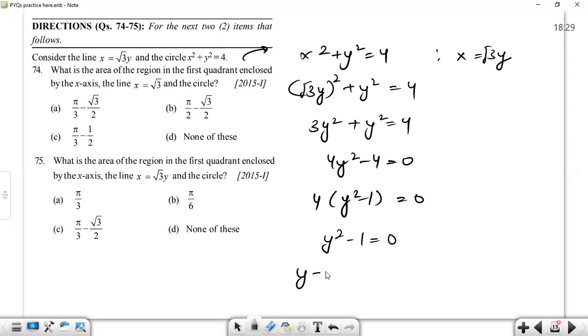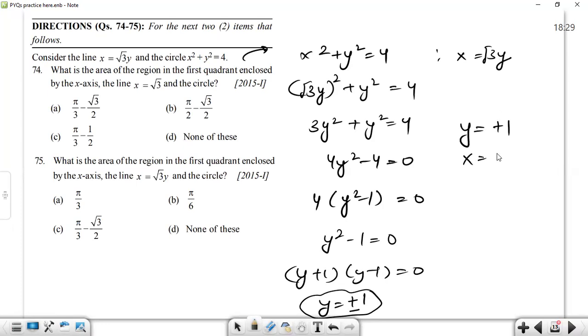So a square minus b square can be written like this. And now y can be plus 1 or minus 1, either or both. So now we have to find the value of y. Let's take y equals plus 1, then x is root 3. For y equals minus 1, oh, thank God, y is outside the square root. So for y equals minus 1, x will become minus root 3.